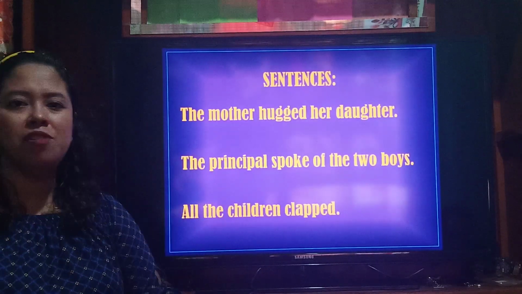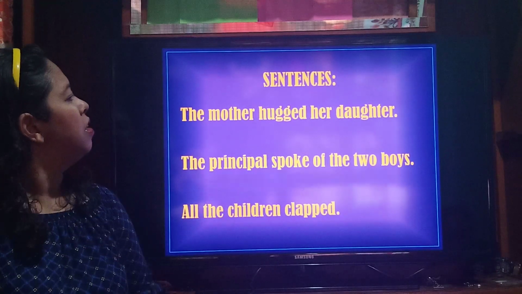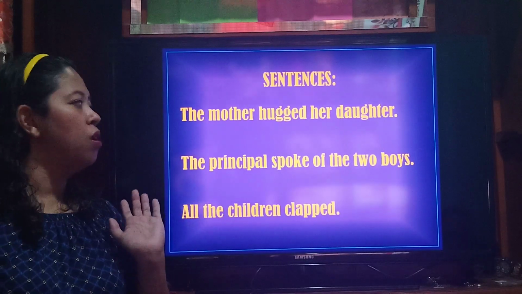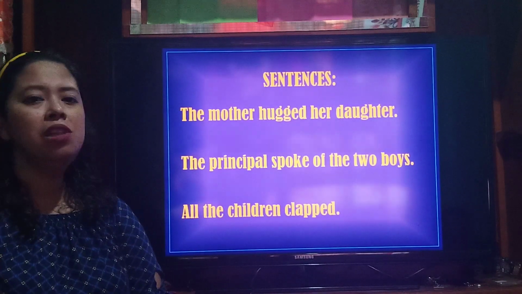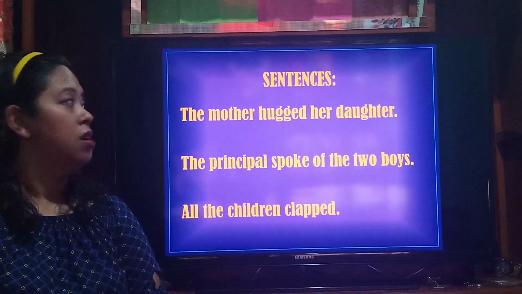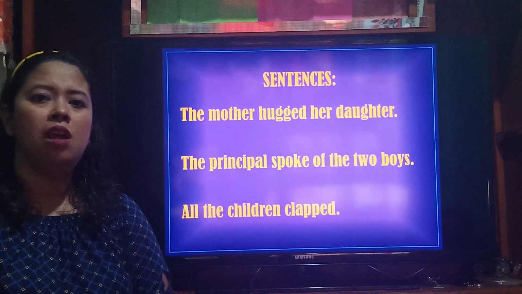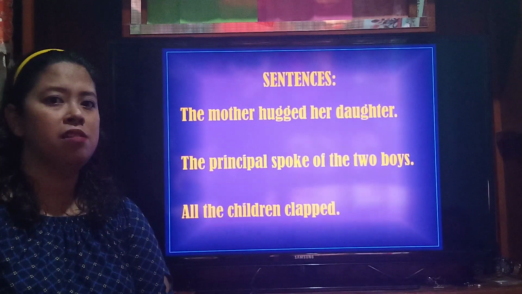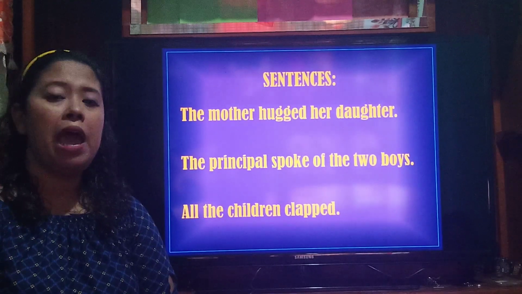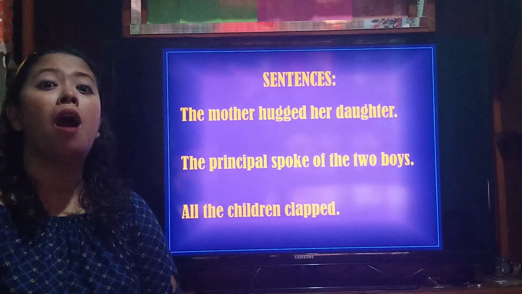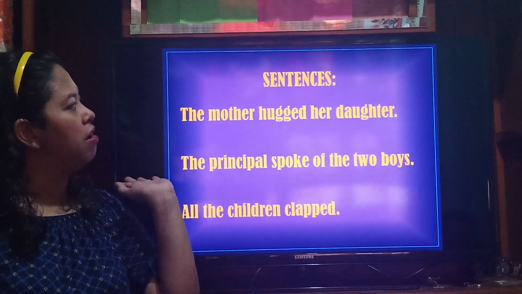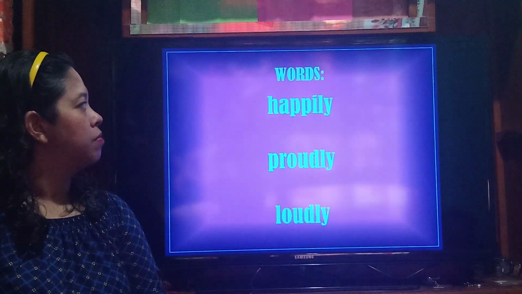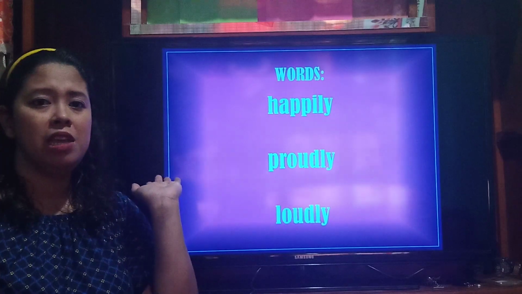I have here several sentences. Let's read. The mother hugged her daughter. The principal spoke of the two boys. All the children clapped. The mother hugged her daughter. How do you think the mother hugged her daughter? Is it loudly? Is it happily? Or is it proudly? Now I have here several words: happily, proudly, and loudly.